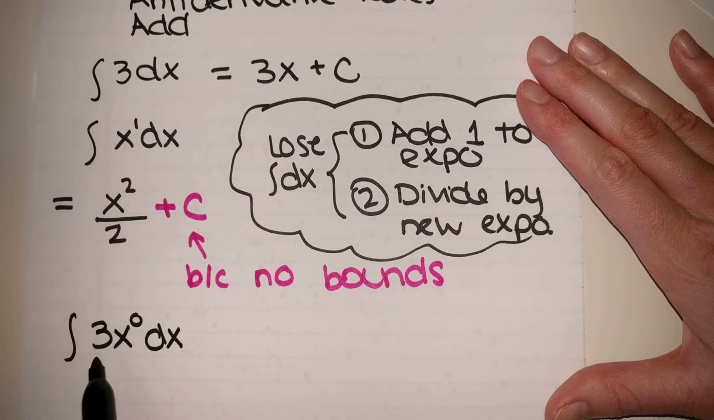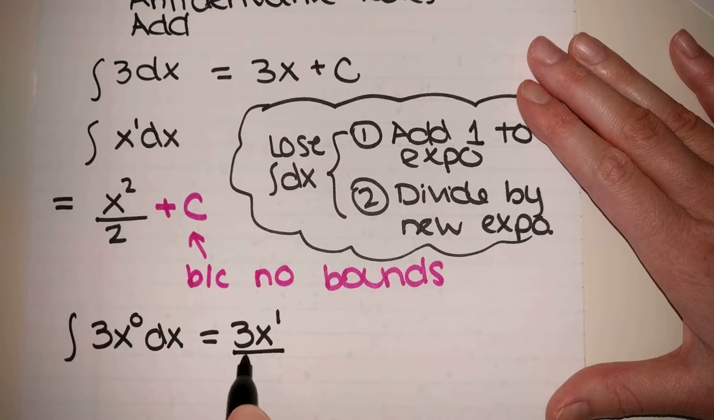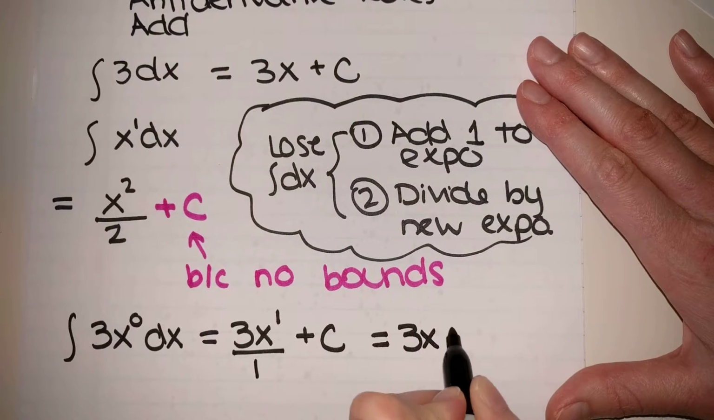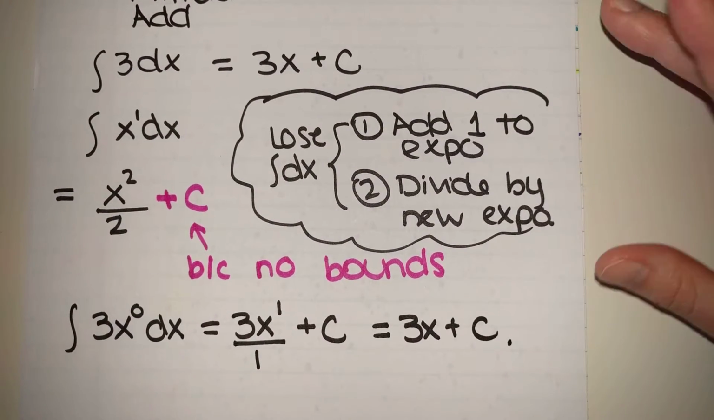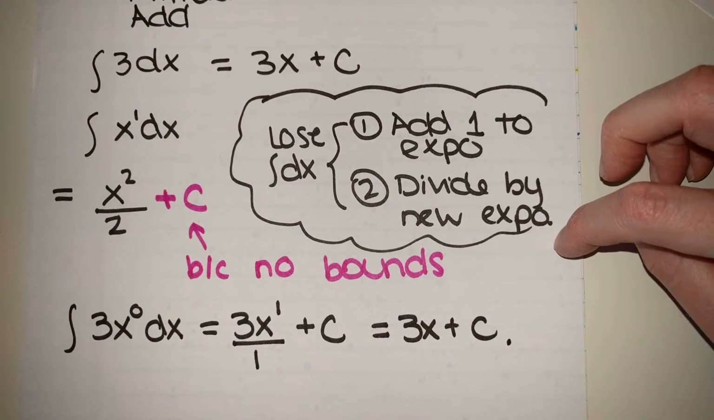So over here with our 3 dx, really what's happening is you have 3x to the 0 dx. And so if you apply the power rule to x to the 0, you will have 3x to the first, adding 1 to the exponent, and then dividing by the new exponent, which of course will just give us 3x plus c. Okay, so that's our first big rule, this power rule here, where we add 1 to the exponent and divide by the new exponent.